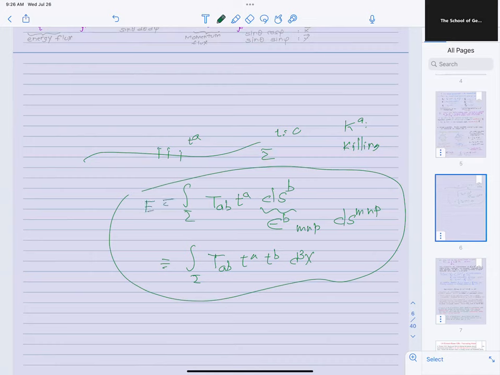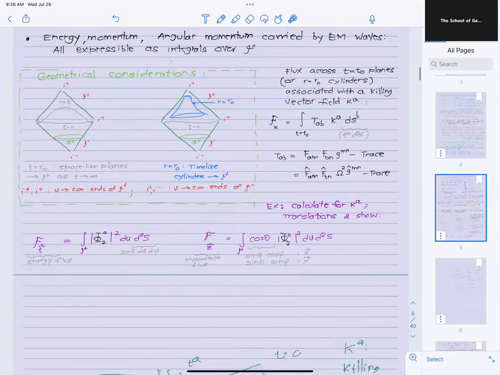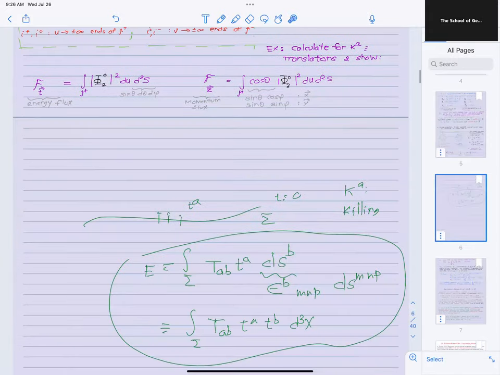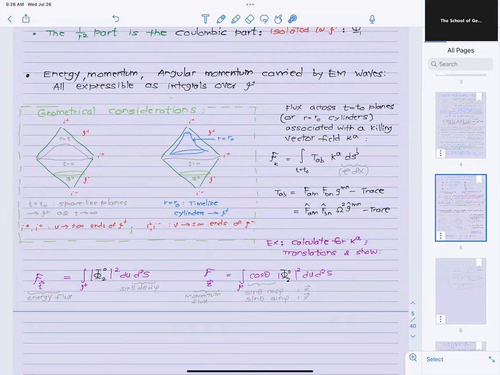If I wanted momentum, then in place of t, I would put a space translation vector field Z^A and I'll get that momentum component. If I wanted angular momentum, then I just put here a rotational Killing vector field and I will get angular momentum. So you are all familiar with that, that the total energy or the flux of energy across a Cauchy surface is just given by sigma. Now what I can do is take this Cauchy surface, the t equal to zero surface, and take the limit of it.